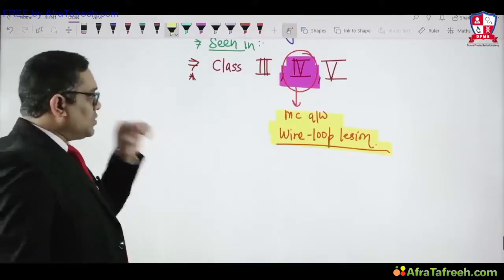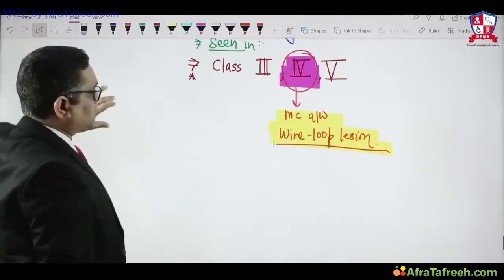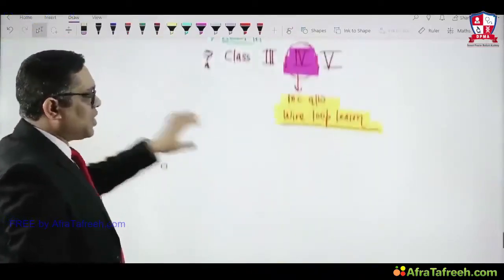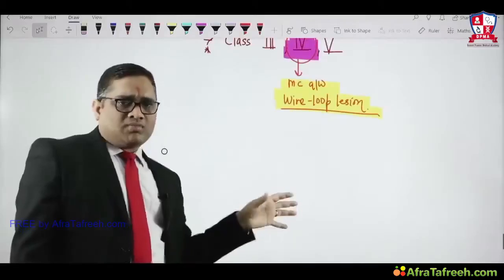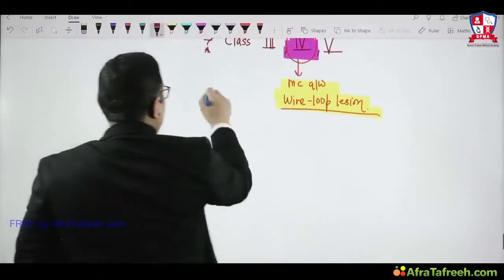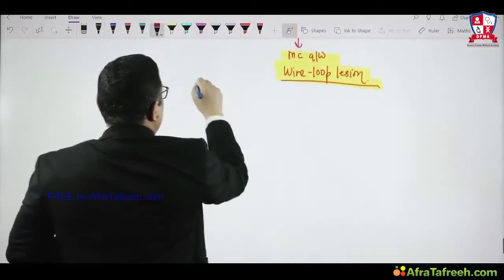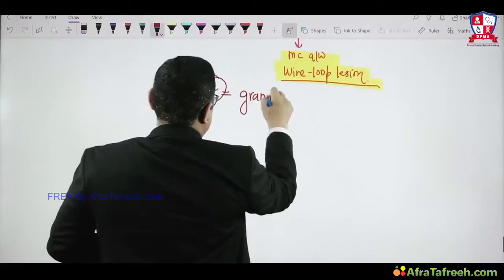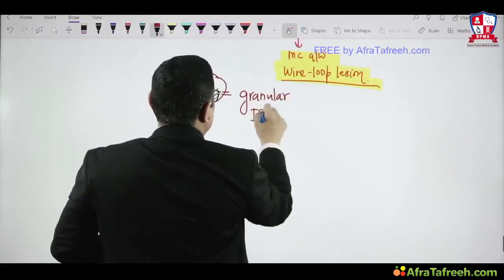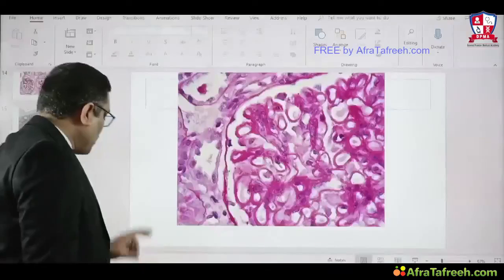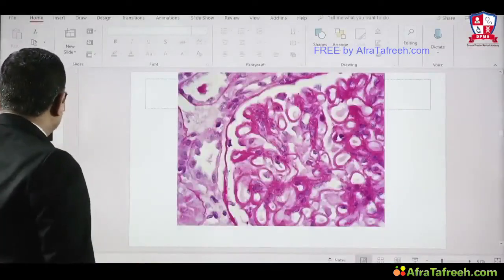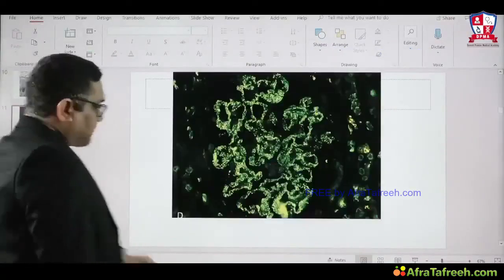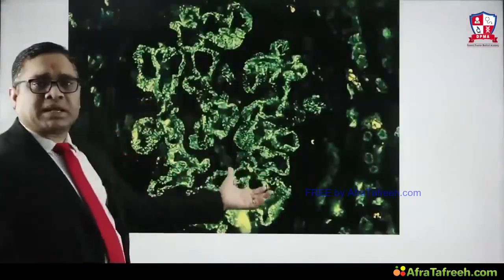So this is about lupus nephritis. Coming to the immunofluorescence examination, because these are all immune complex mediated disorders, what kind of appearance will you find on immunofluorescence microscopy? Granular immunofluorescence will be seen. So whenever you see immunofluorescence microscopy, what will be the appearance of the renal disorder? This will be the same as PSGN.